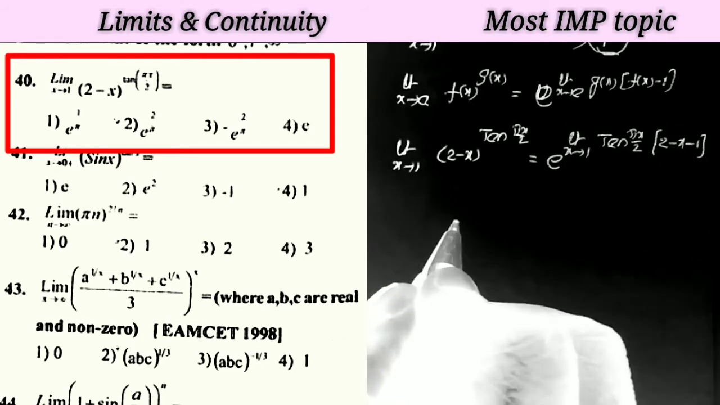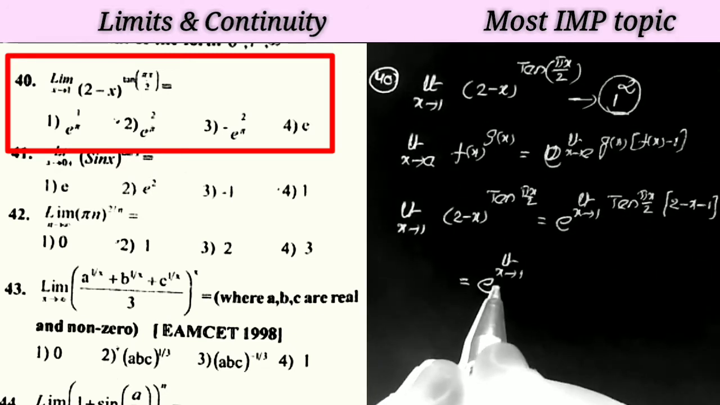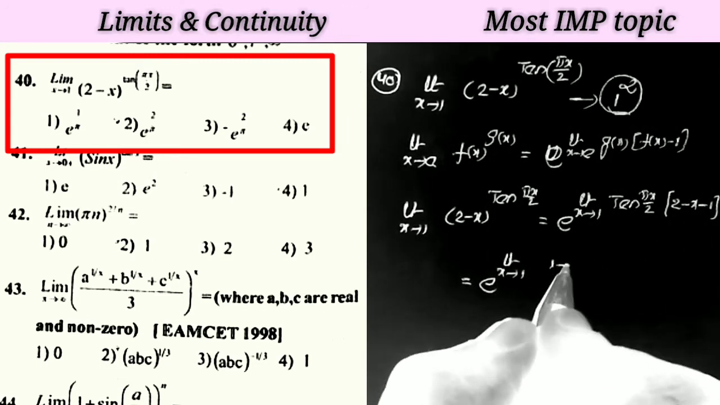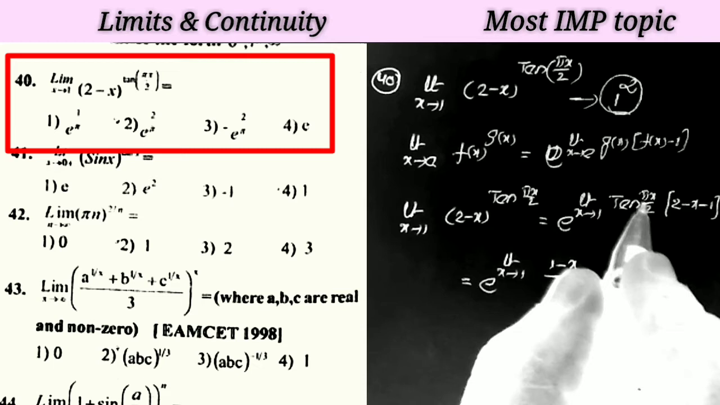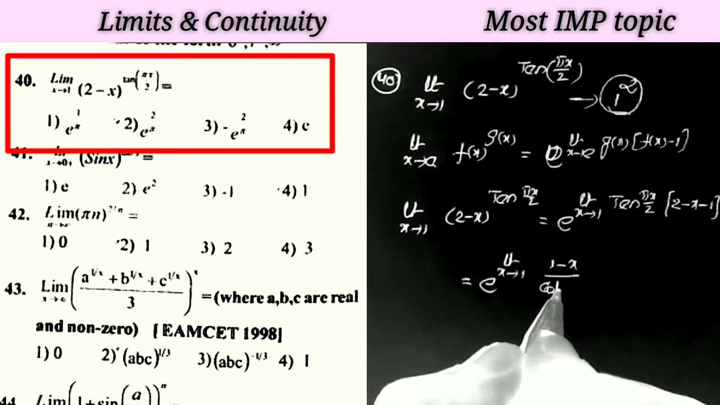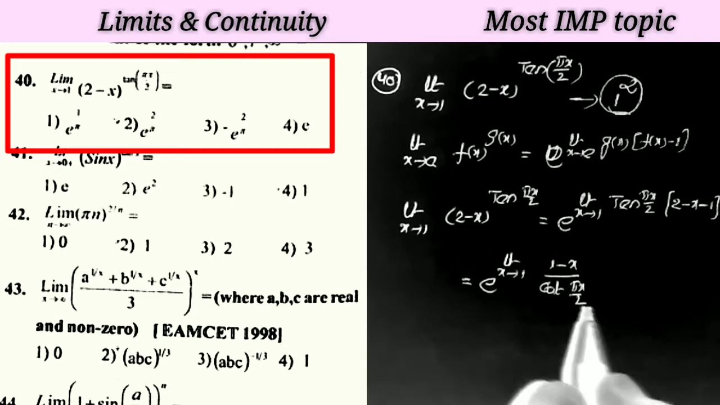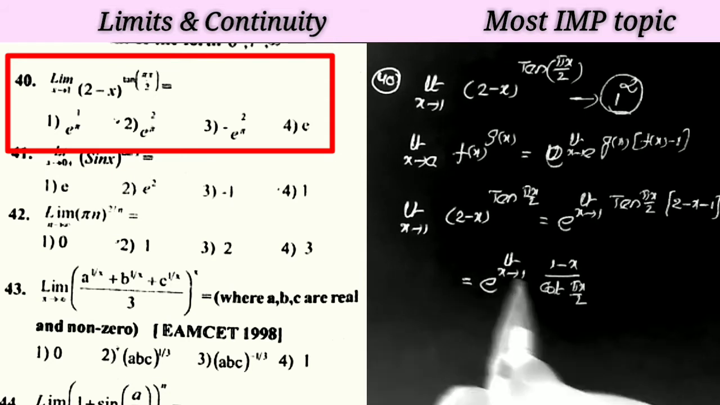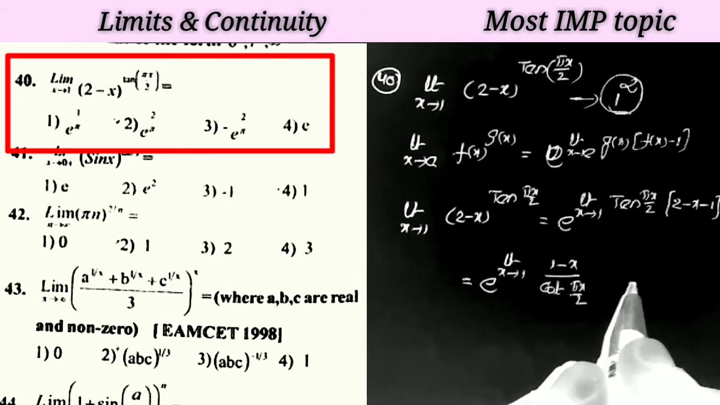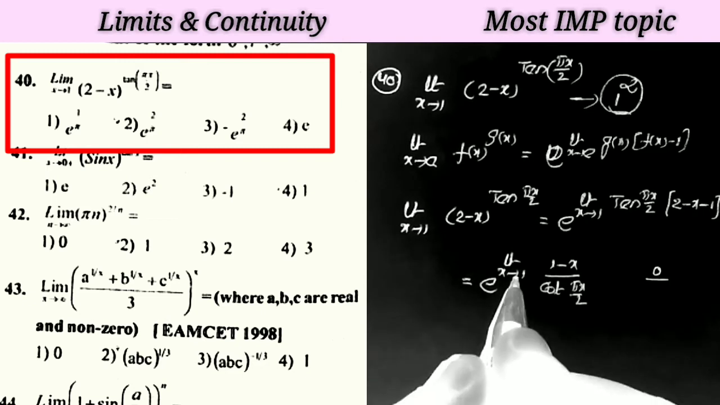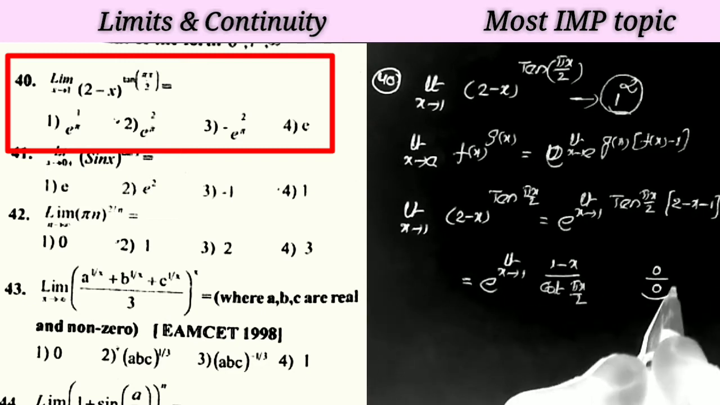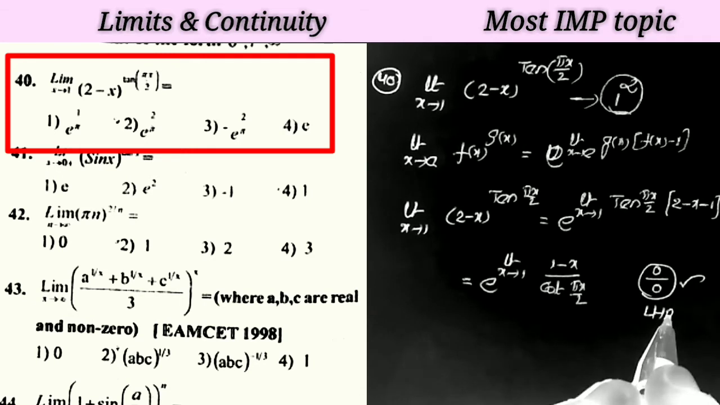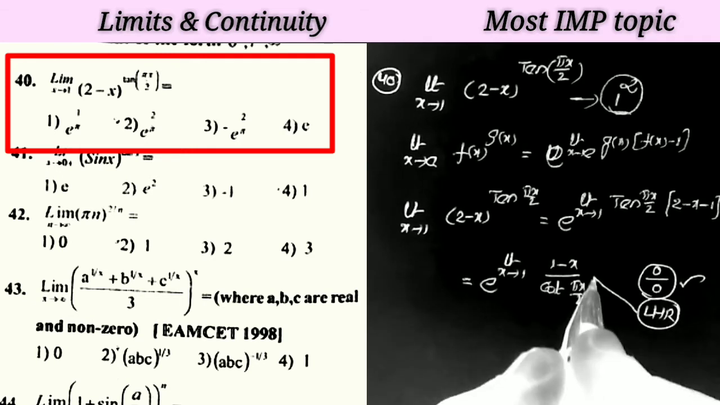This is equal to e power limit x tends to 1 of (2 minus 1 minus x), that is (1 minus x) by tan pi x by 2, which is equal to (1 minus x) by cot pi x by 2. I just take tan equal to 1 by cot here. Now when we take x equal to 1 directly in this one, what does it return? 1 minus 1 is 0, cot pi by 2 into 1 is cot pi by 2, which is 0. So it returns 0 by 0. Then we apply L'Hospital's rule to solve this part.